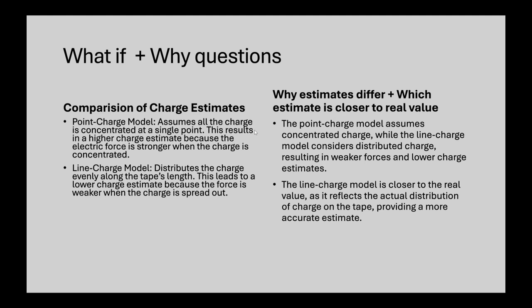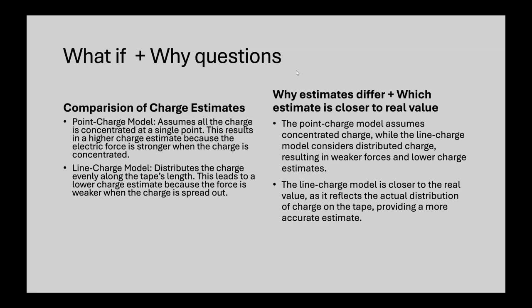And then some what-if questions and why questions. So what if we use a point charge model? This would result in a higher charge estimate because the electric force is stronger when it's concentrated onto one point, while when we're comparing it with a line charge model, we're going to get a lower charge estimate because the force is spread out. It's going to be weaker because the radius to the observation points is going to be longer.